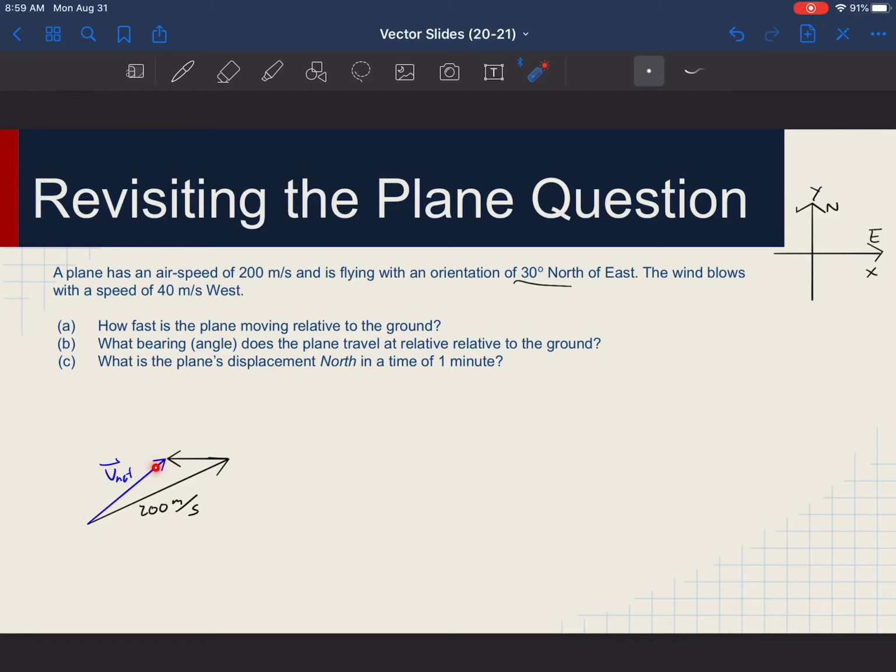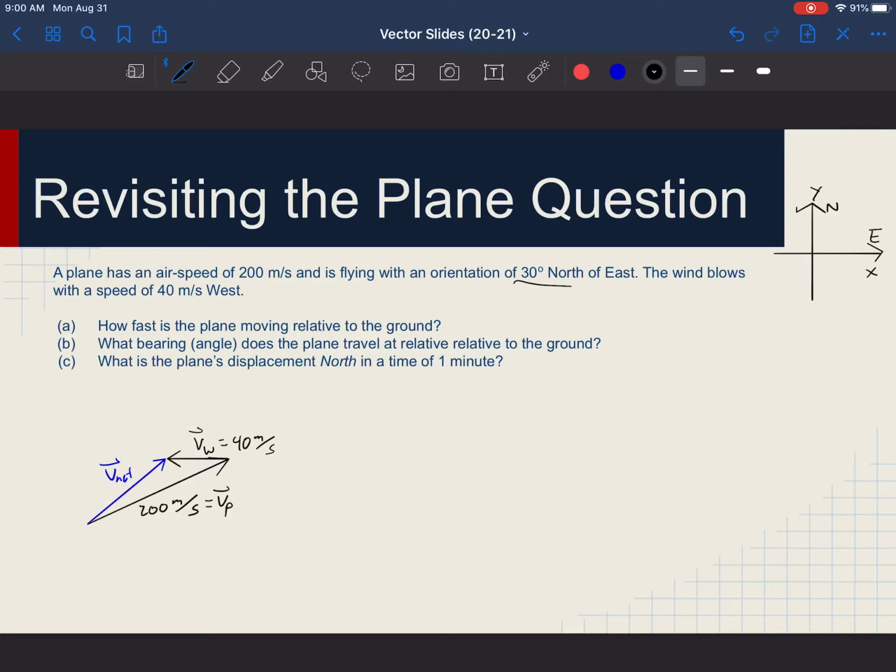So the total velocity of the plane, as seen from the ground, would look something like this, where the length represents the speed, or the magnitude of the velocity, and the direction is the direction the plane's actually moving. So the plane is pointed this way, but the plane is actually moving this way. Let's label some of these. This is the airspeed of the plane, so I'll call that VP, and I'll call the speed of the wind VW. And VW is 40 meters per second.